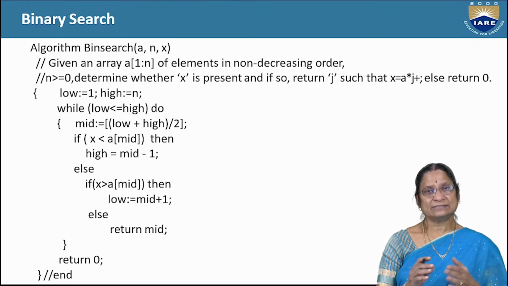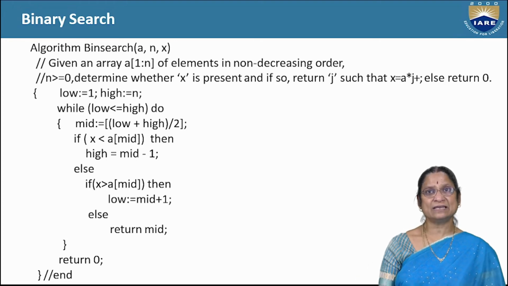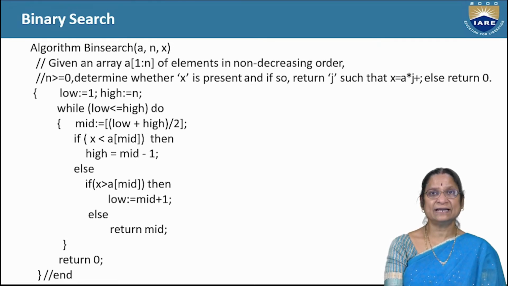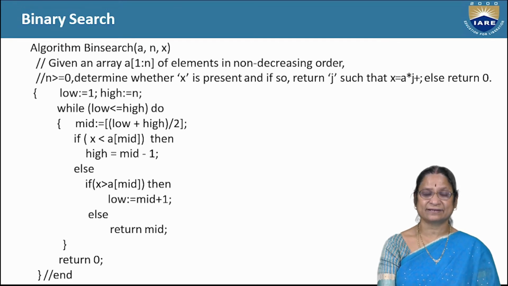So as long as low is less than or equal to high, we will continue the process. Low less than or equal to high means the list contains at least one element. If low is greater than high, the list doesn't contain any element. We have exhausted the list.